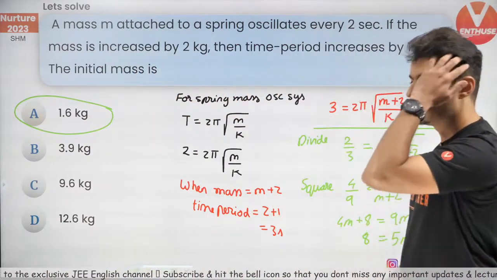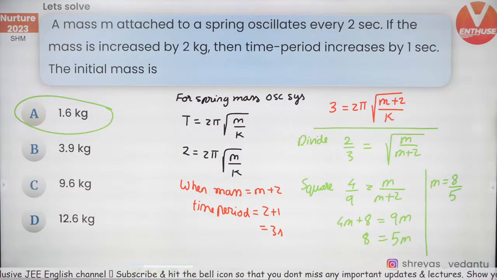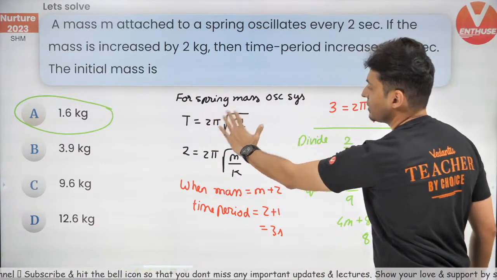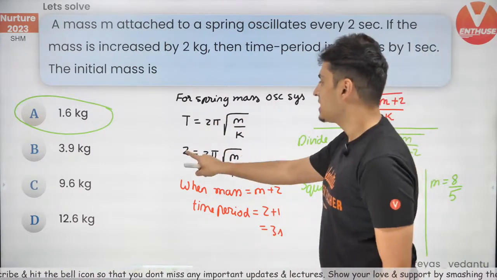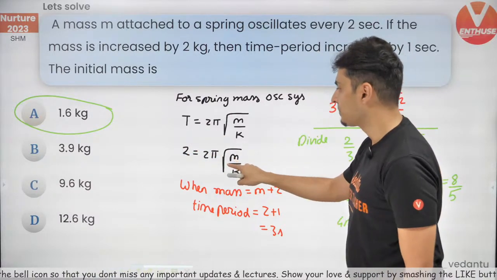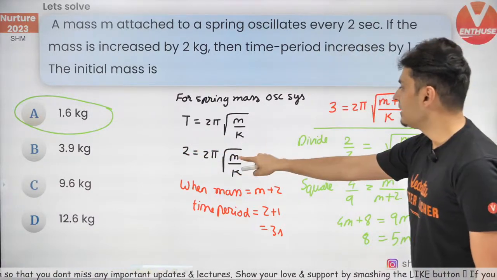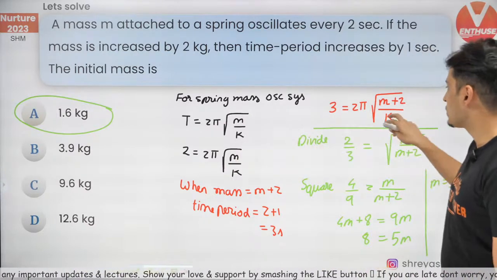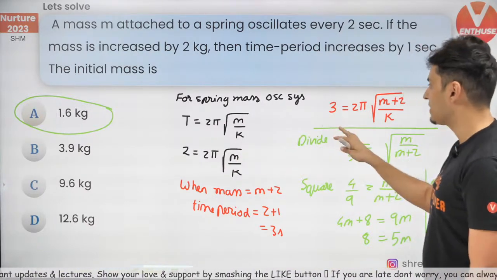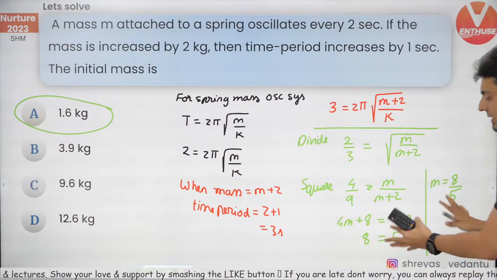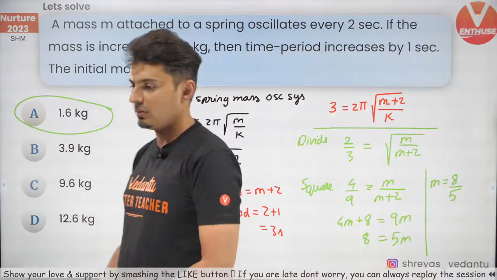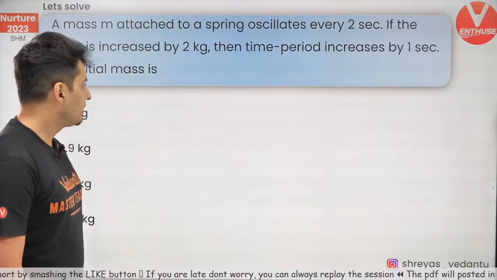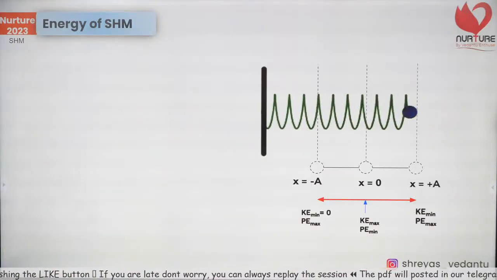See if you warriors have understood this question. It's a direct application of this formula. Time period is 2 pi under root m by k. Initially the time was 2 seconds, mass was m. When the time period becomes 3, the mass is m plus 2. So I divided this with this. So k, 2 pi got cancelled. And just solving the basic maths, you get it. Perfect. Okay, perfect. Yes, the answer is 1.6 kg.